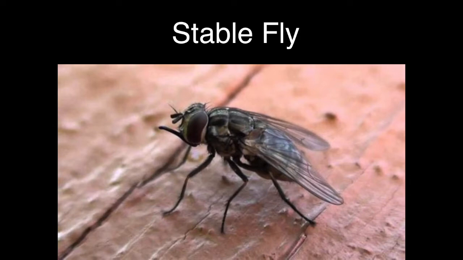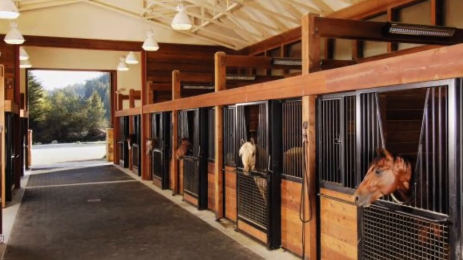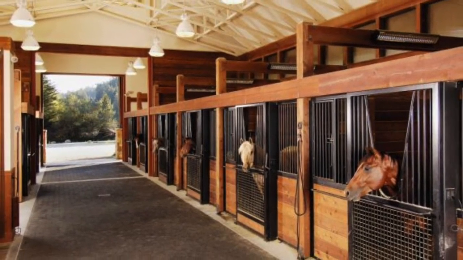Now let's take a look at a stable fly. Stable fly is commonly found around decaying vegetation like lawn clippings and animal feces. Just like its name says, the stable fly is very commonly found in horse stables because of the manure in those horse stables.